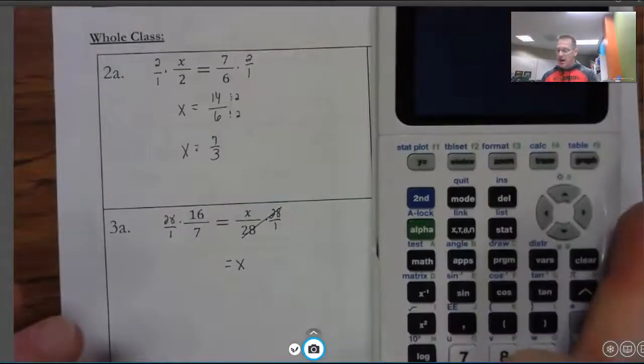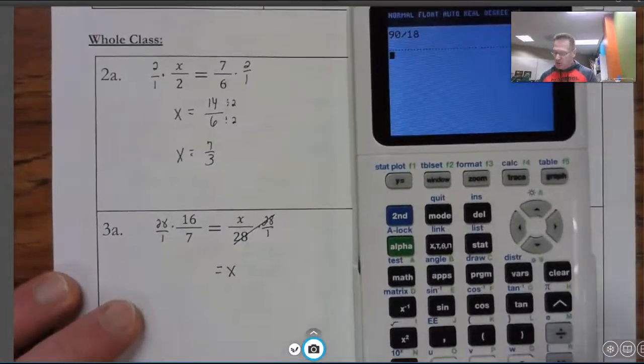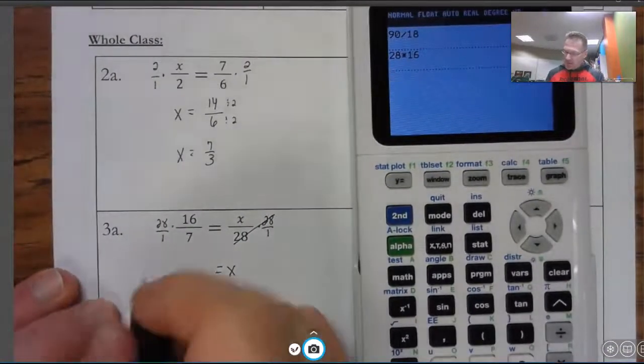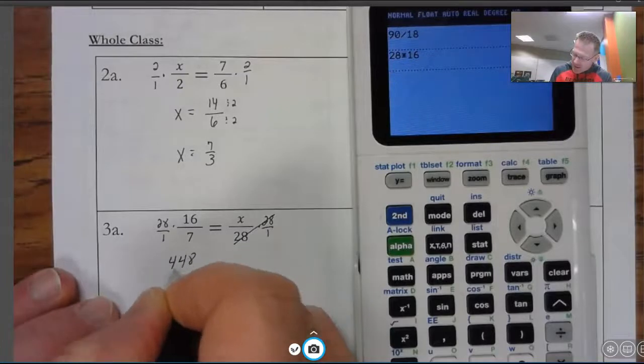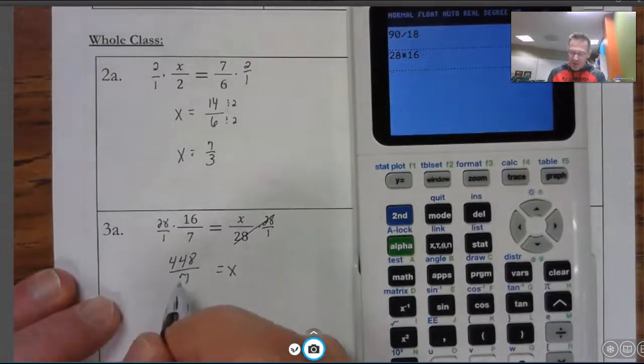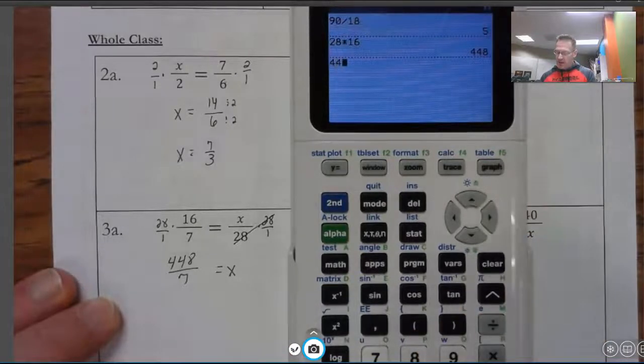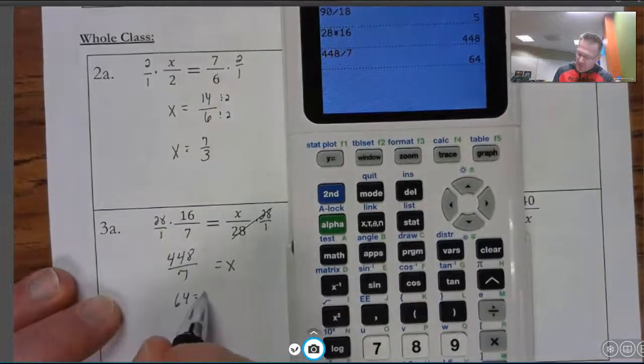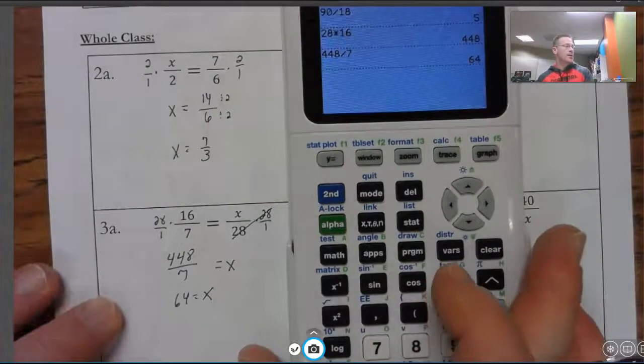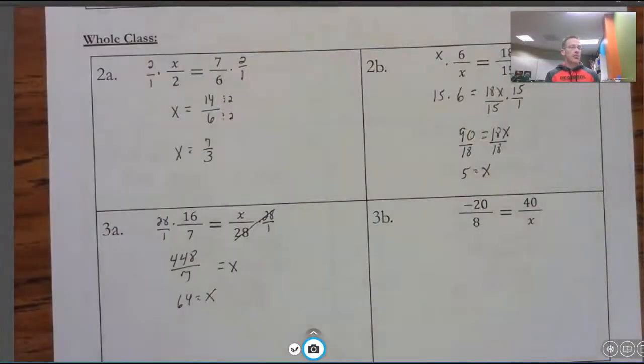And then on the right side, I can just do 28 times 16. That's 448. And then 1 times 7 is 7. Then I can just do 448 divided by 7 to get my final answer, which is 64. So that's pretty quick, pretty simple. So now let's look at 3b.